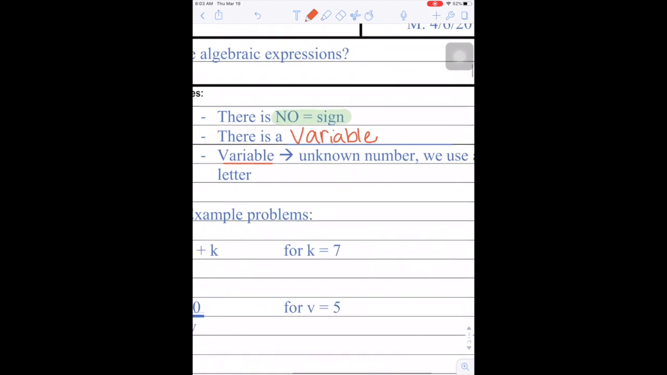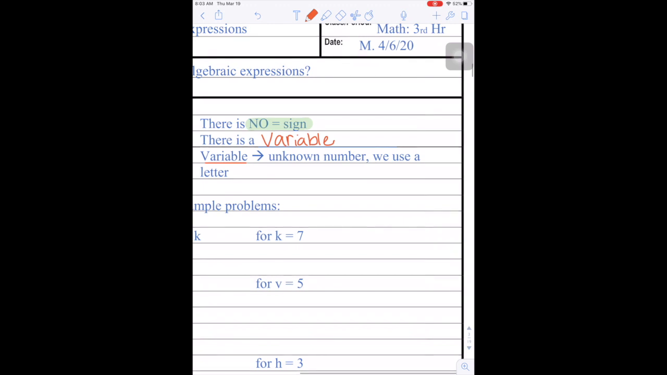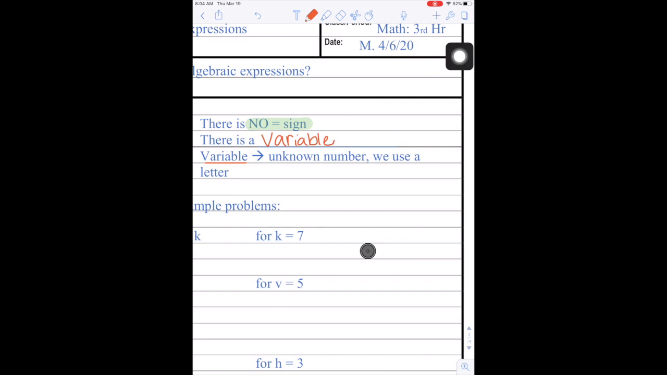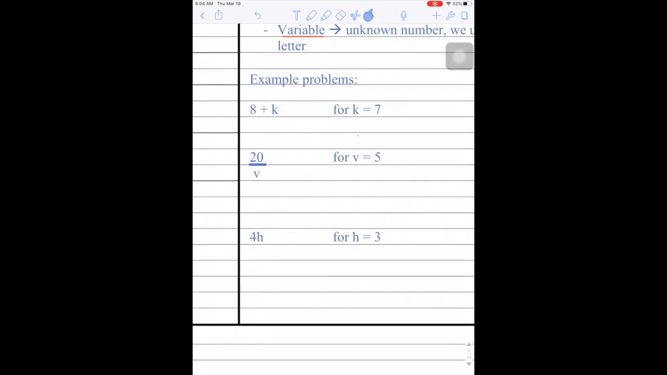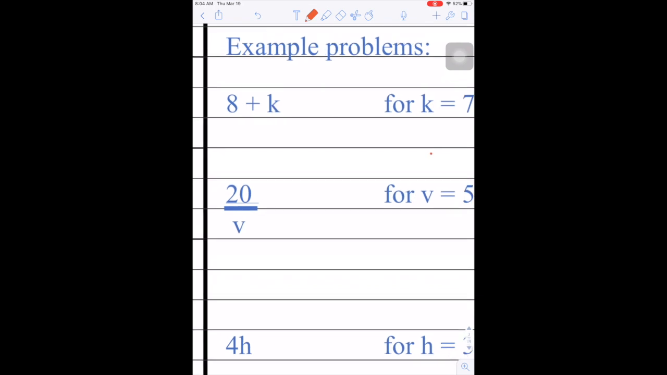The variable in math, we call it a variable. It's an unknown number. A variable is an unknown number. And in place of it, we use a letter. So it's when we don't really know what is going to be there, we're trying to solve for it, and we're going to use a letter. So when we do it with expressions, it'll tell us what should be in place of that letter. So we're just going to substitute. We're going to do some example problems.